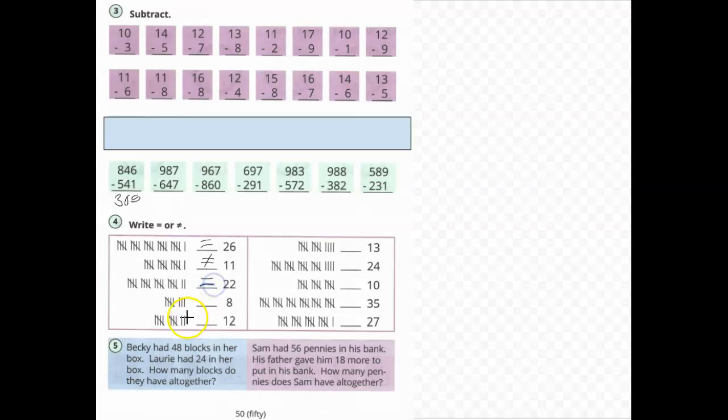All right. Then right here we have 5, 6, 7, 8. Is this number 8? Yep. So we're going to write an equal sign. And then down here, 5, 10, 11, 12. Is this number 12? Yep. All right, go ahead and do this one by yourself and meet me back here for our story problems.